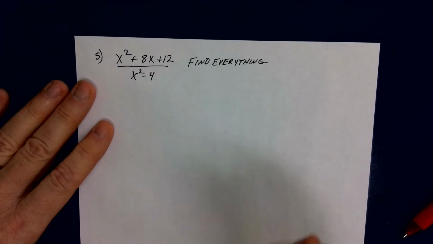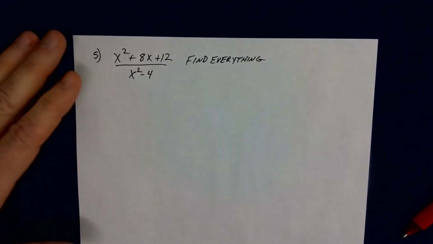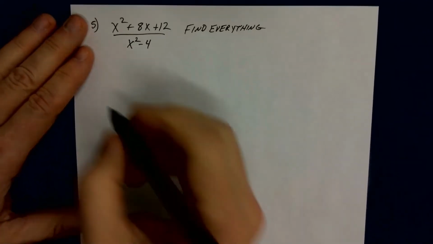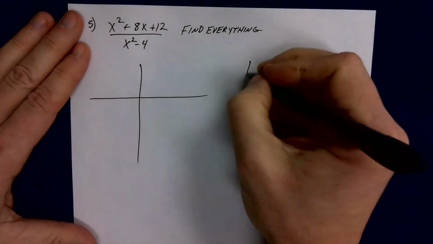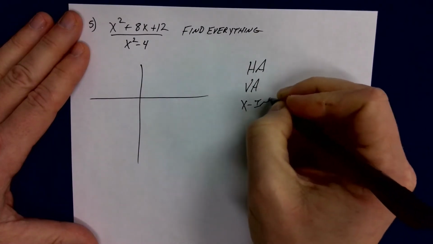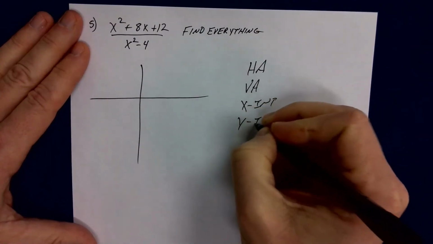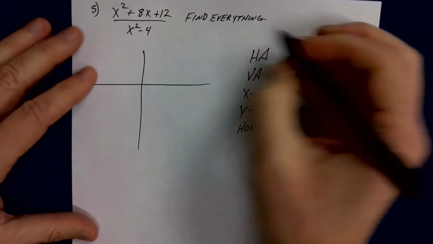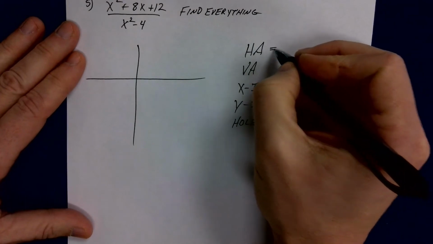4, 3, 2, 1. Okay, we're back live again. Here, I'm going to show you all the stuff. Hopefully your stuff looks like this. Holes, x-intercept, y-intercept, and our graphs and everything about it.